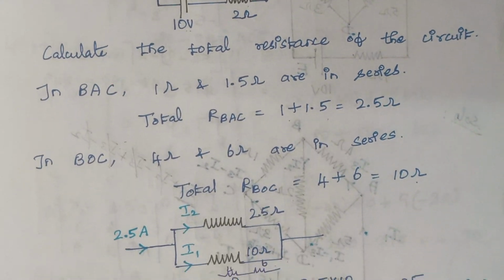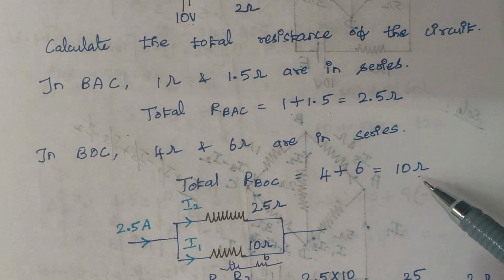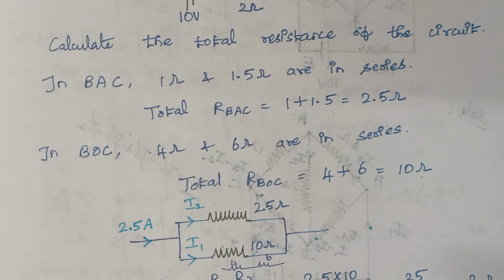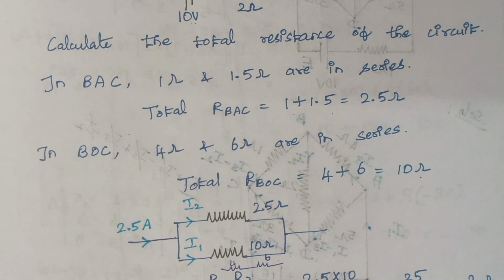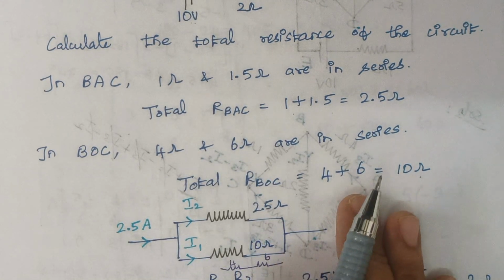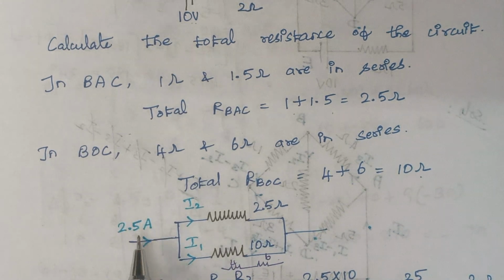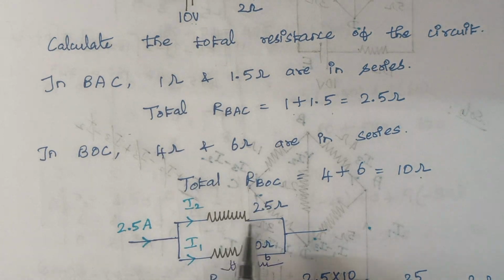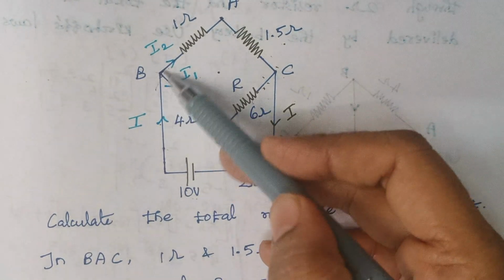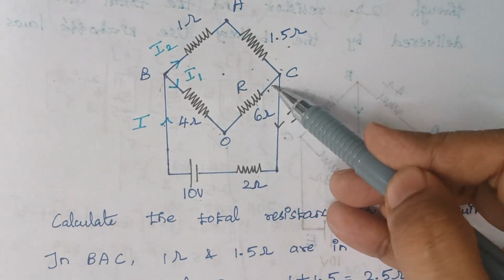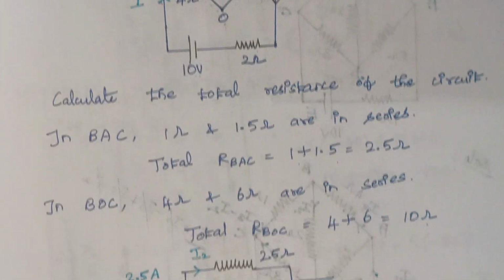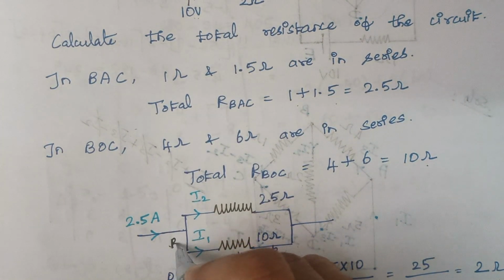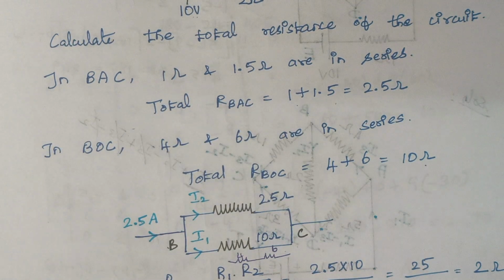So this is what is done here. Now we are again redrawing the circuit. While redrawing the circuit, you just don't consider this 2.5 amps. This is the final value which I had found. Here you see these two resistors are combined together and these two resistors are combined together. And again you see the nodes here are B and C.